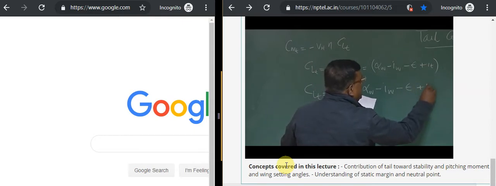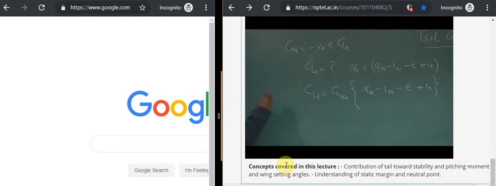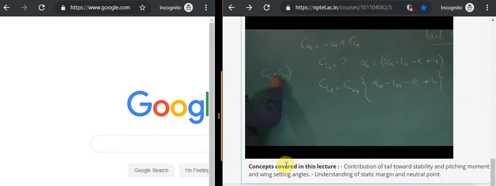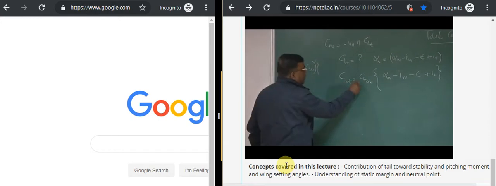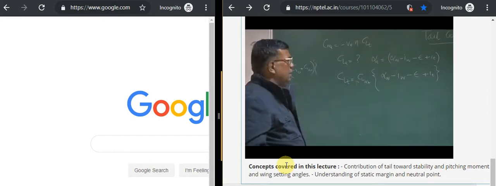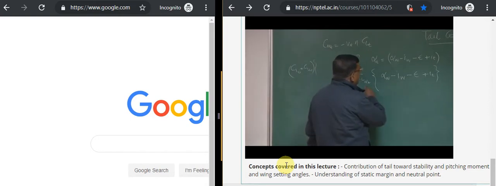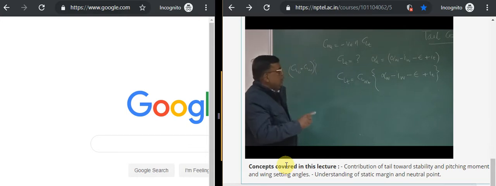You may ask me a question: why is this not equal to CL naught plus CL alpha t into all those things? Why is CL naught not here? The answer is very simple. The tail is generally symmetric, and it is advisable to have a symmetric tail. That is why there is no CL naught here. Is this clear? So once I have this, what is my next step?